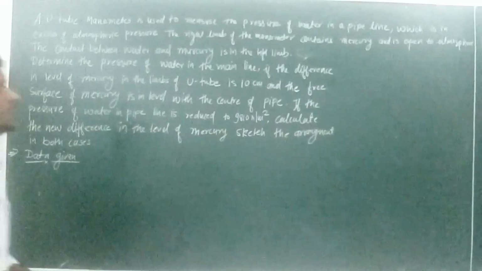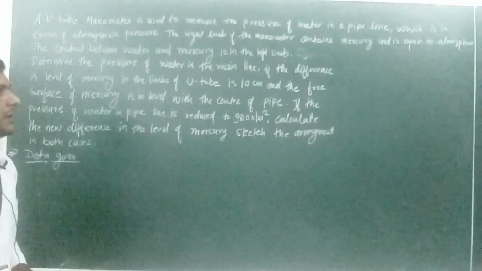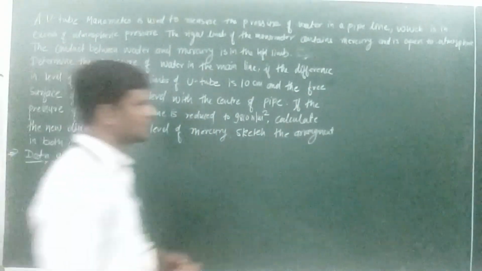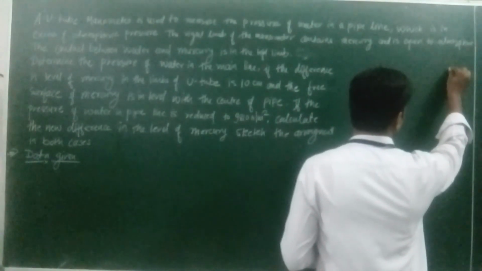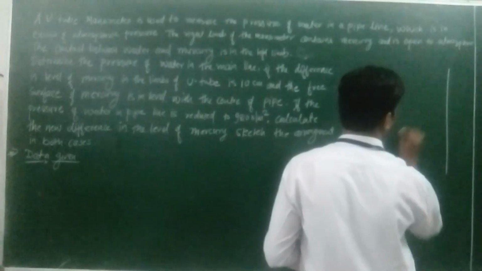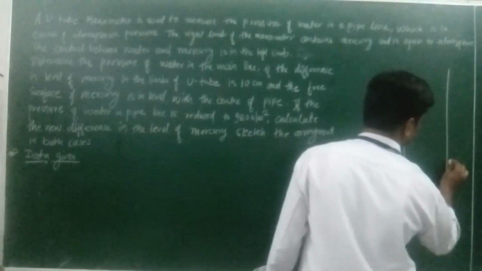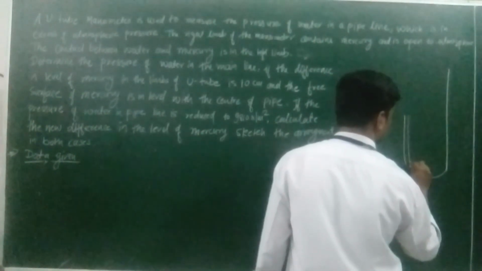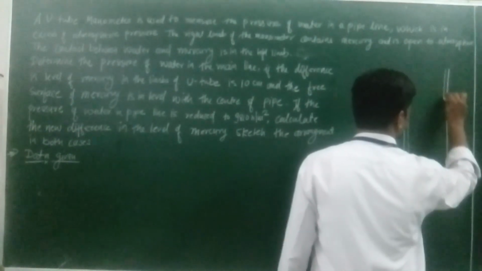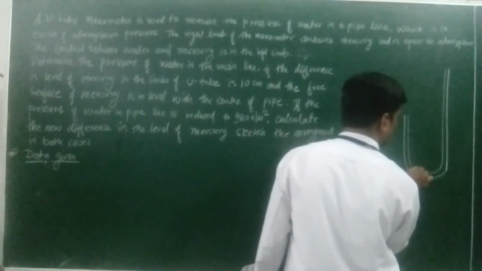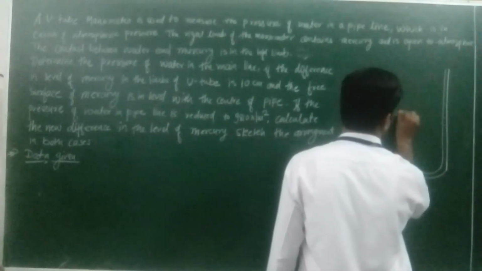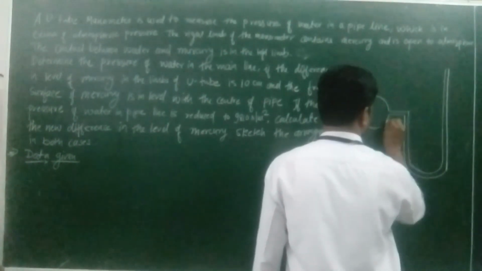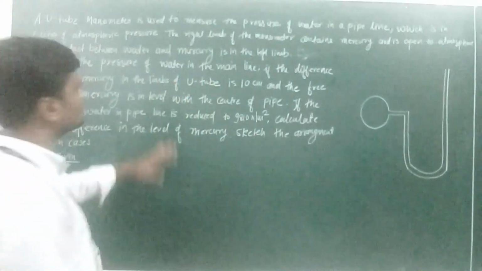A U-Tube manometer is used to measure the pressure of water in a pipeline which is in excess of atmospheric pressure. So first of all, we will draw a U-Tube manometer. So this is the U-Tube manometer.